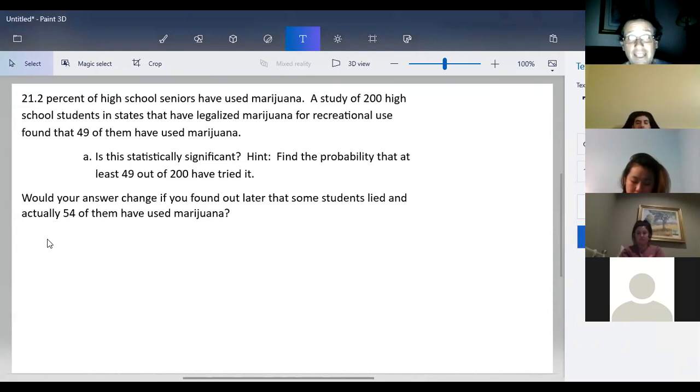The second thing is, notice that we're asking 200 students. Each of them is going to say yes or no. And what we want to do is find out how many said yes. Any questions on that? So we need to find out the probability that at least 49 of them out of 200 have tried it. Any questions so far?